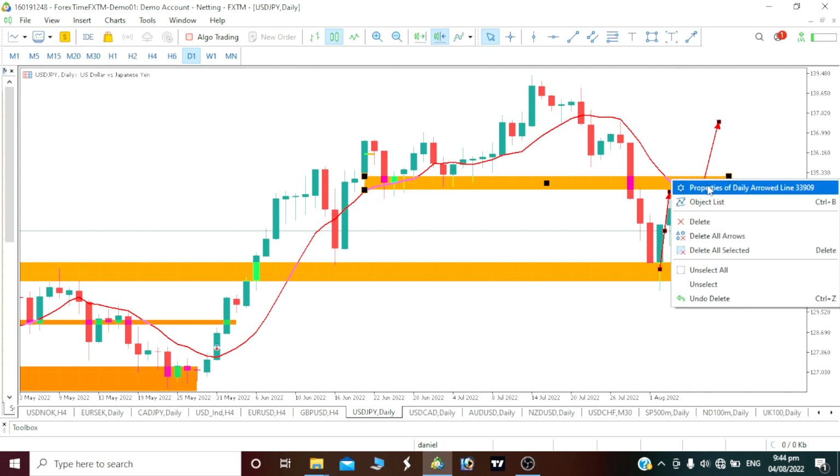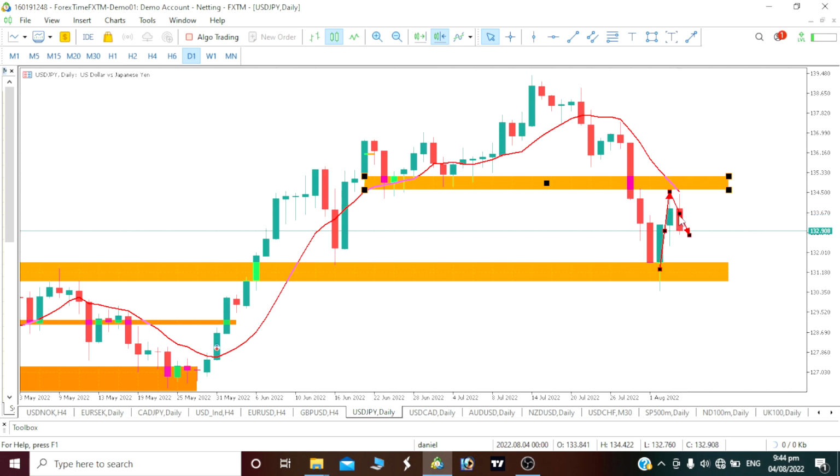But what we've gotten now is that we've actually had these two green candlesticks upward and a retracement, right? We are expecting a bullish move again on our USDJPY.